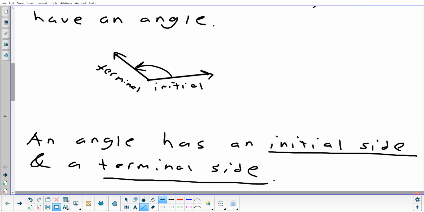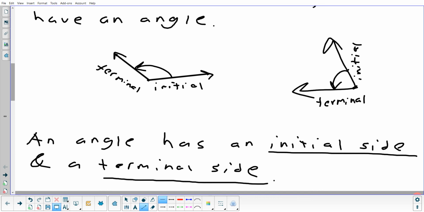Same idea if I had, say, something like this. Here's an angle, just in a different position. If you go between the rays and rotate counterclockwise, where you start is the initial side, and where you end is the terminal side. So you can rotate that pretty much any way you want.